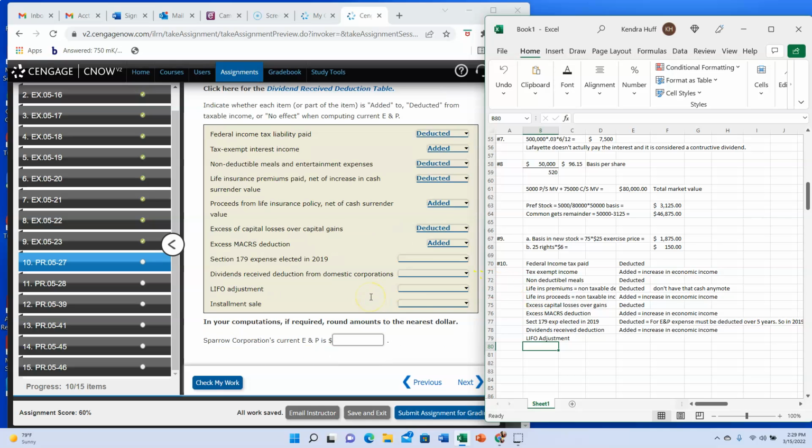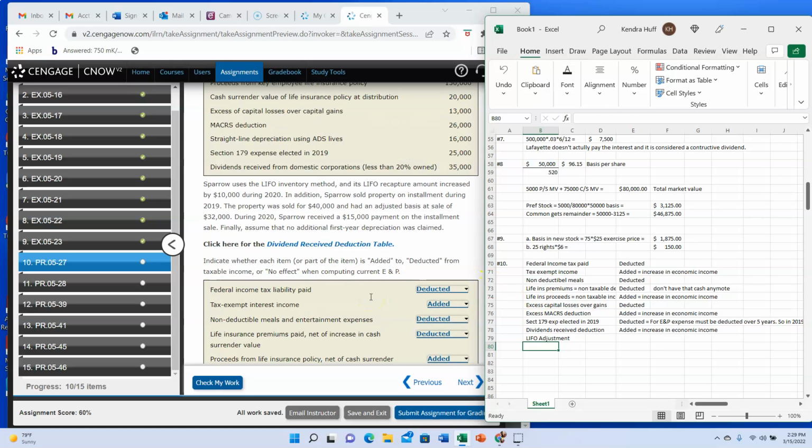All right, let's see what this one is. LIFO recapture amount increased by $10,000 during the year. So we're going to add it. Increases in LIFO recapture are added, decreases are subtracted.